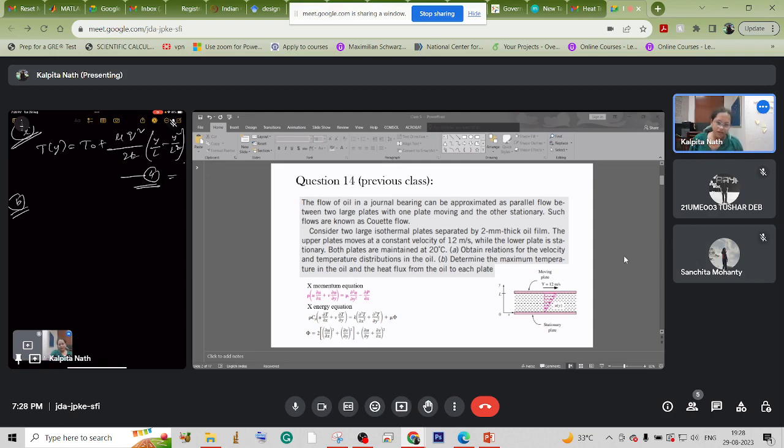This is the second part, that is B. That is very easy. You just have to find the maximum temperature. If you differentiate the temperature equation, you can find the point where the maximum temperature occurs, and then you put that point in the temperature equation. Every value is given here, so you can find the maximum temperature. After that, you know the equation for heat flux for conduction, so you use that to find the corresponding heat flux.